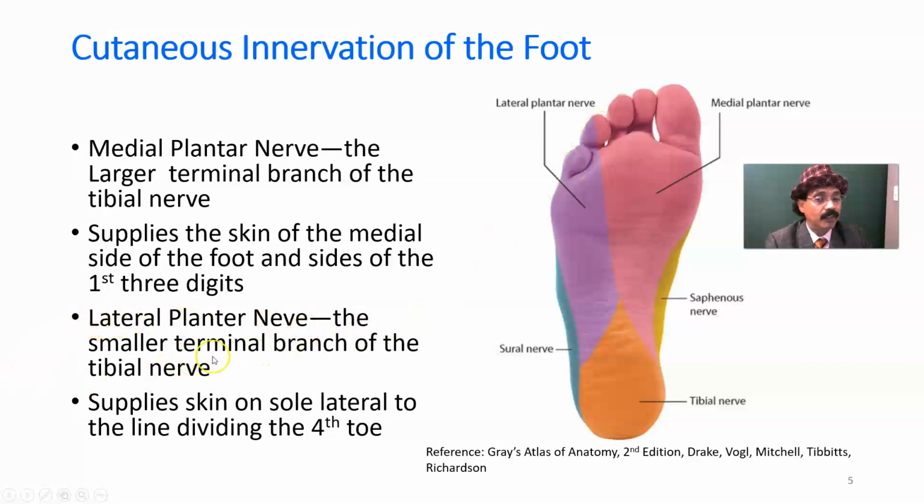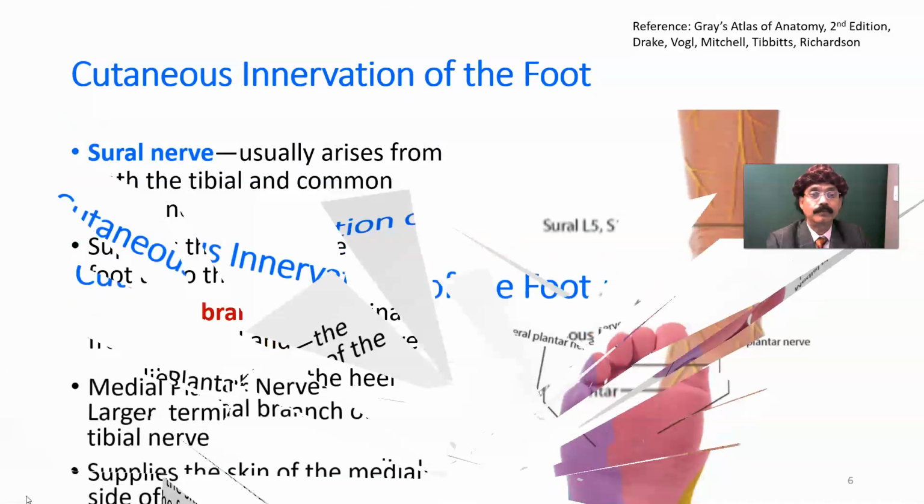The lateral plantar nerve, the smaller terminal branch of the tibial nerve, supplies skin on the sole lateral to the line dividing the fourth toe. This is the fourth toe. So this is the lateral plantar nerve. This is the medial plantar nerve.